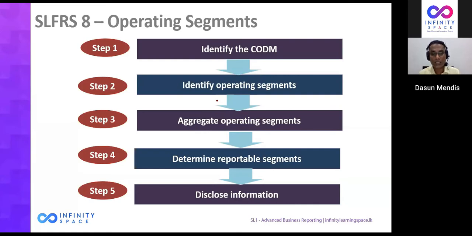Then you disclose the information about the reportable operating segments. If, let's say, there are 2 or 3 segments which are not material, you can club them together and show them under the other segment. So that is, in a nutshell, a brief about the standard. I hope you have learned these areas quite well.